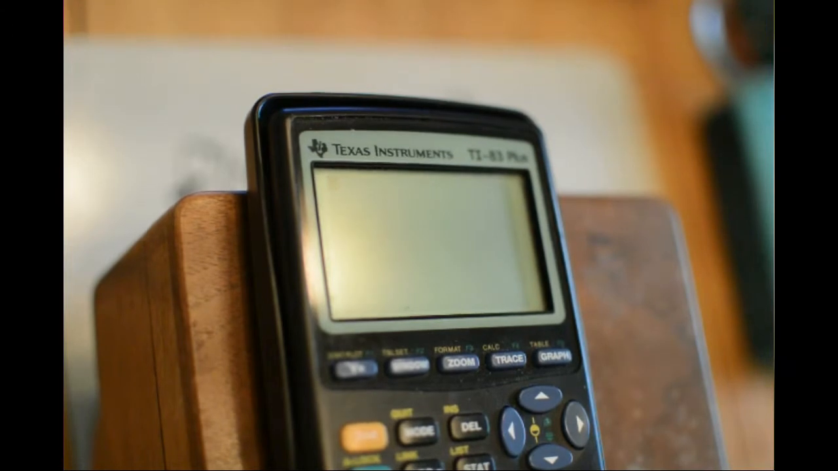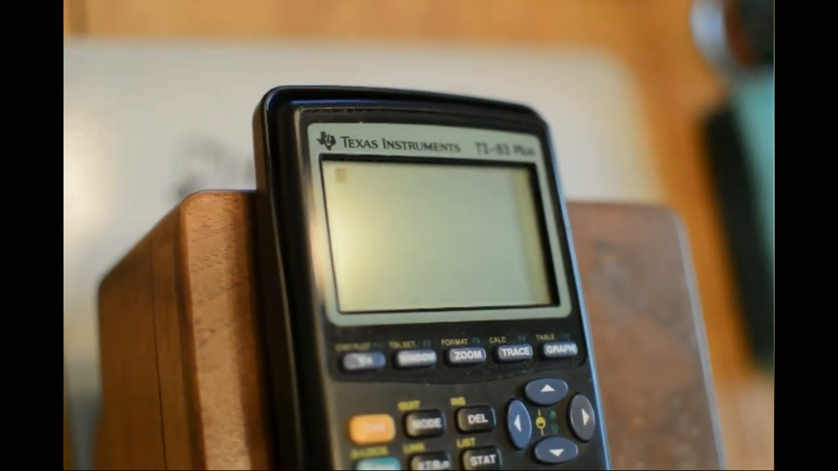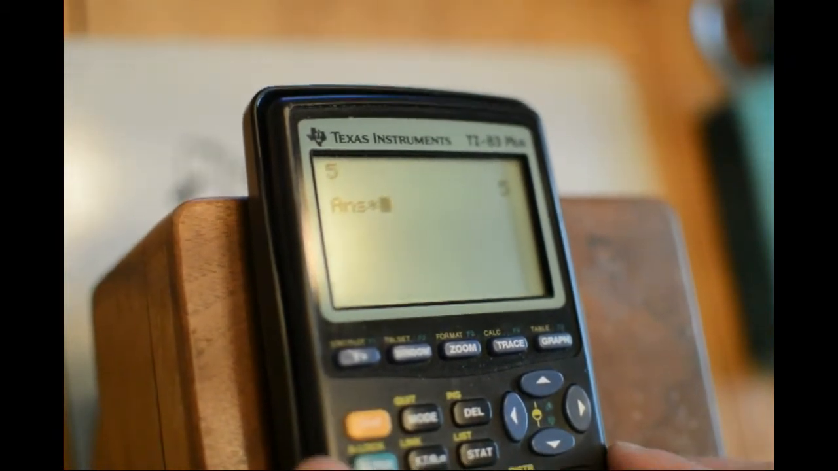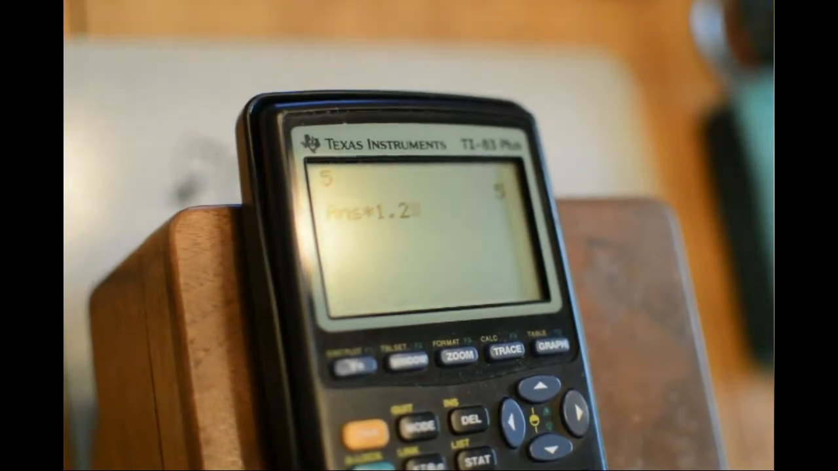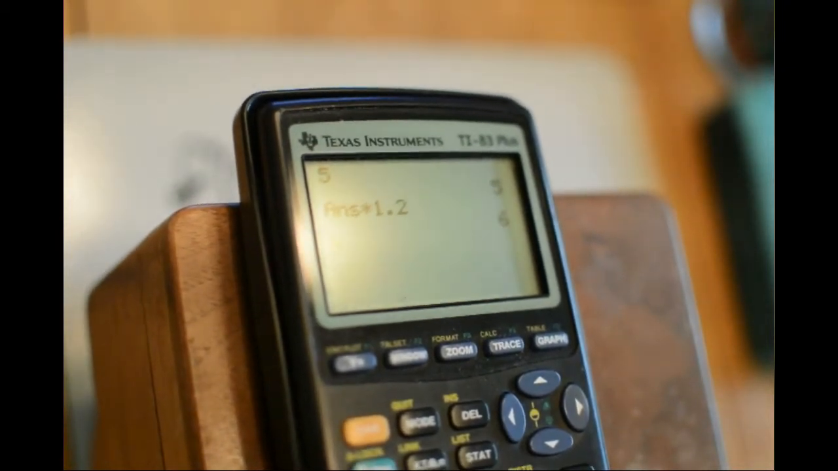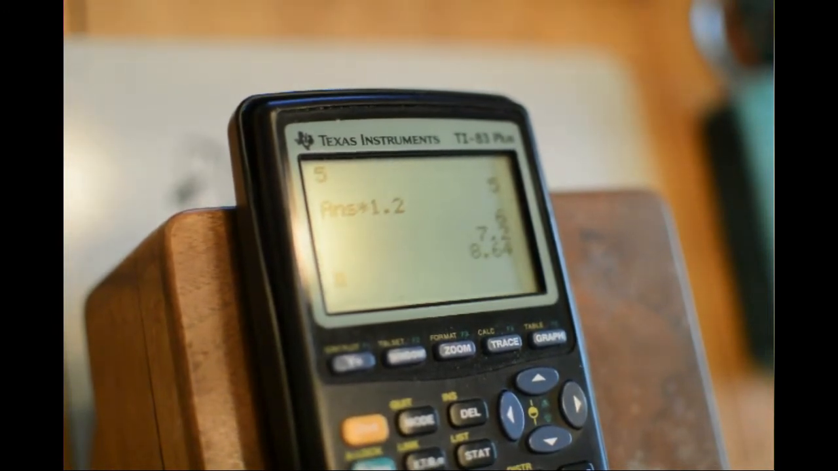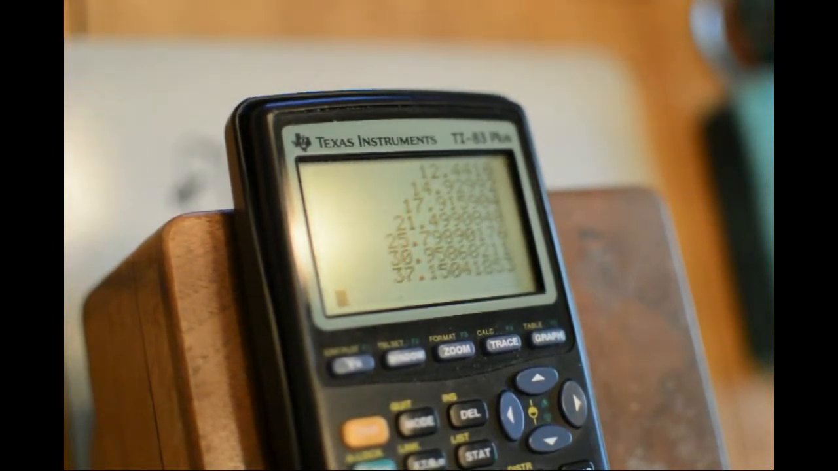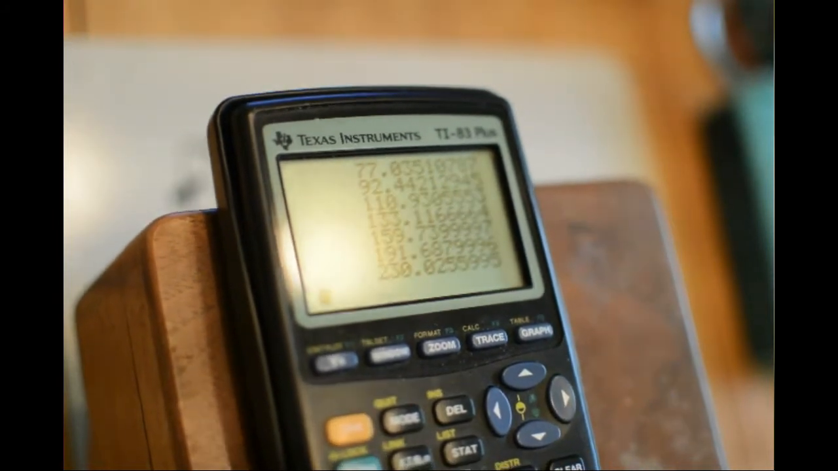So let's take a look at what happens when we are multiplying repeatedly by a number greater than 1. I'm going to start with 5, and I'm going to multiply that by a number that's greater than 1. So I don't know, 1.2 is greater than 1. When I multiply by 1.2, that increases to 6. Multiply by 1.2 again, and I've got 7.2, 8.64, 10.368, and that is just continually increasing because I'm multiplying repeatedly by a number that is greater than 1.